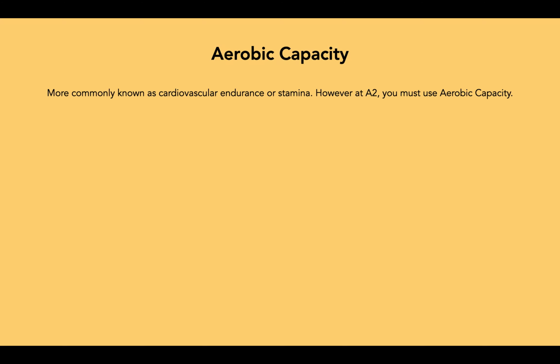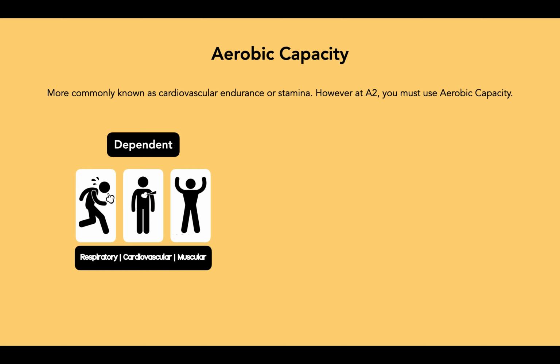So, aerobic capacity. It's more commonly known as cardiovascular endurance or stamina. So you might know this from GCSE and A2. However, at A2 you must use the term aerobic capacity or VO2 max, as long as, like I said, you know the difference. But you must not use cardiovascular endurance or stamina, especially in the exam. Okay, so it's dependent on the efficiency of the respiratory, cardiovascular and muscular systems.